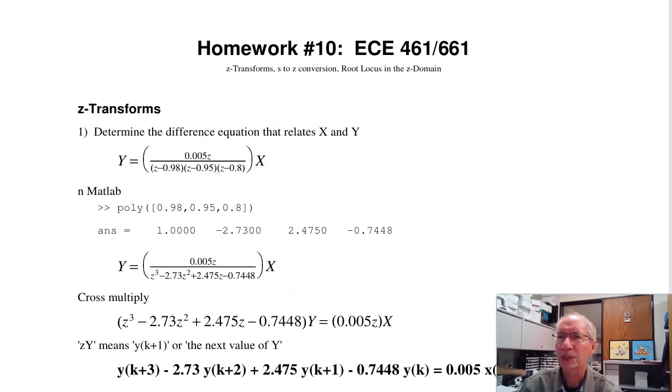Here are solutions to homework set number 10 for ECE 461-661 control systems. This homework set looks at z-transforms and converting from the s-plane to the z-plane.